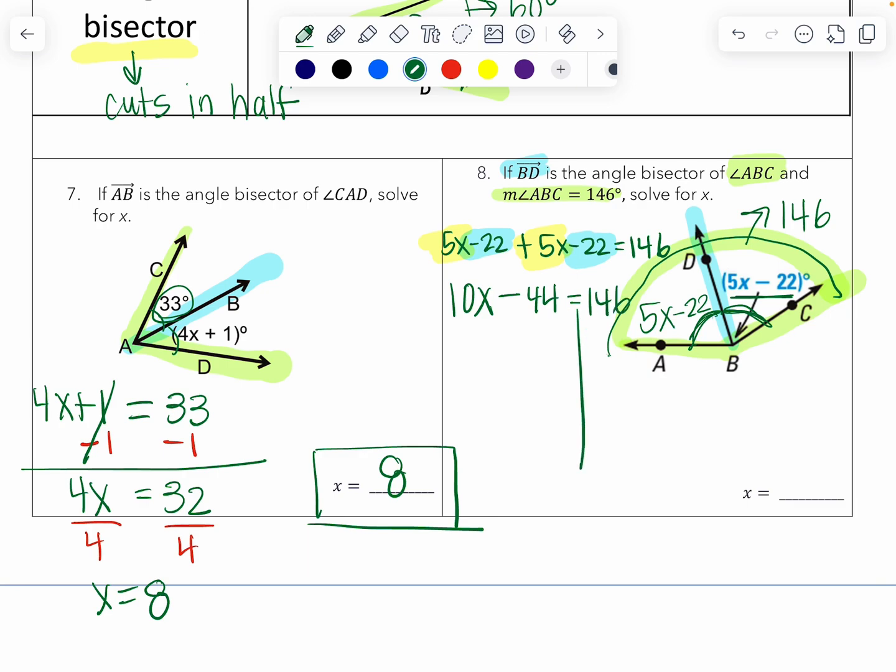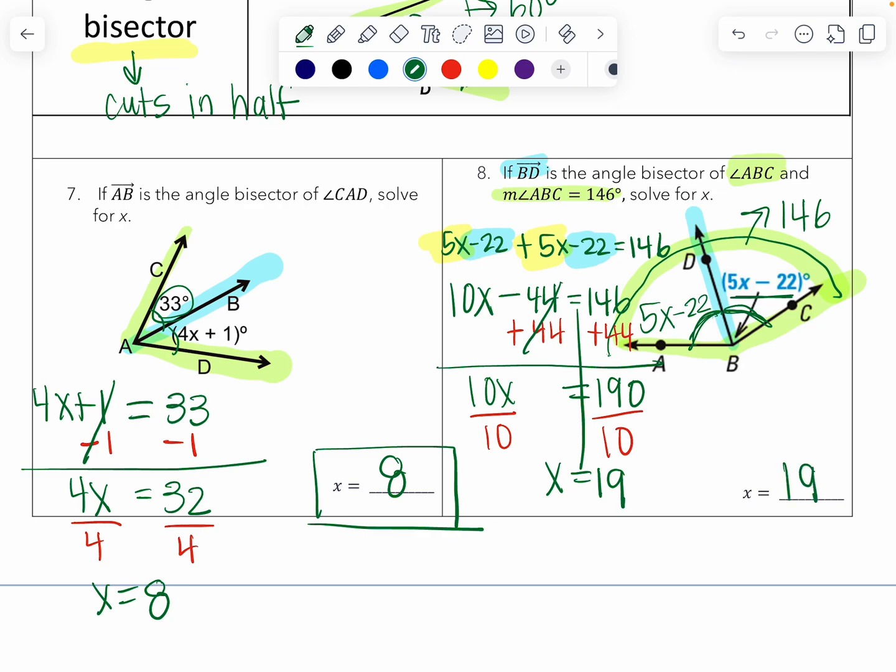And we can go ahead and solve the equation. So our goal is to eliminate that negative 44. So we want to do the opposite. Oops, not adding 144, just 44. 10x, those eliminated, is equal to 190. When we divide each side by 10, we get x is equal to 19. That is all.